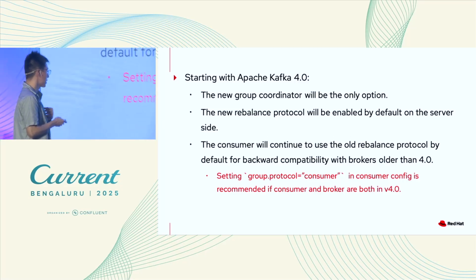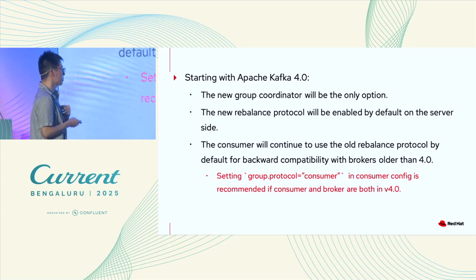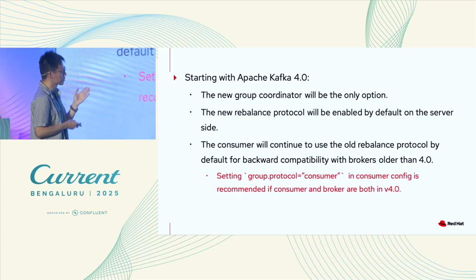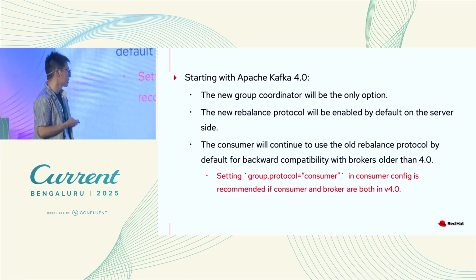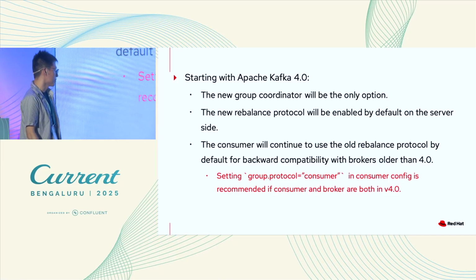But we recommend that if you are sure your consumers and brokers are both on 4.0, please set this configuration on your consumer side. You will enjoy all the benefits that I showed you earlier in the benchmark, the higher throughput for all consumers, something like that. So that's a recommendation. By default, it won't be enabled, so please remember that.